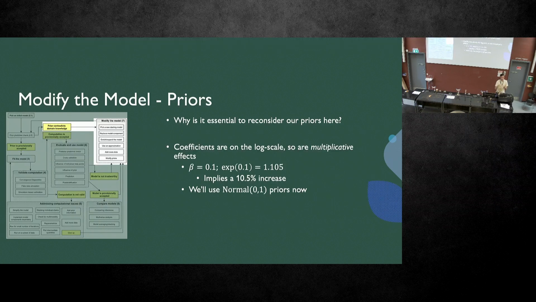So it's really essential that if you've changed your likelihood, you've changed your data model, you make sure that your prior assumptions and your assumptions about relationships in the data haven't changed. Or if they have, that you have accounted for it.